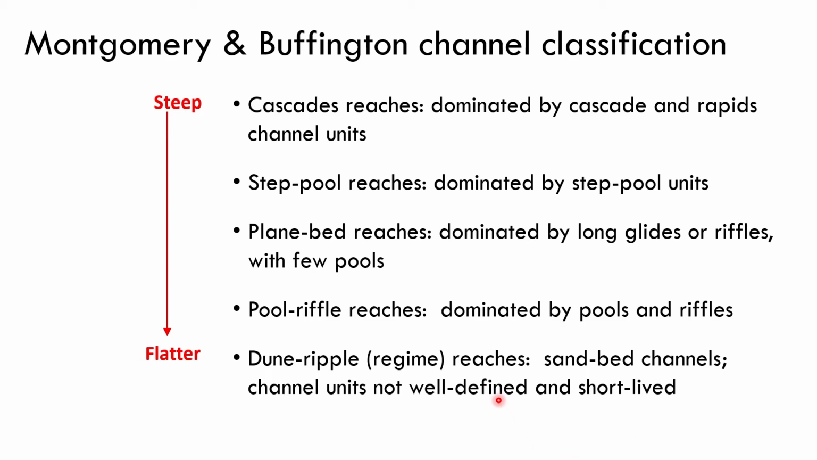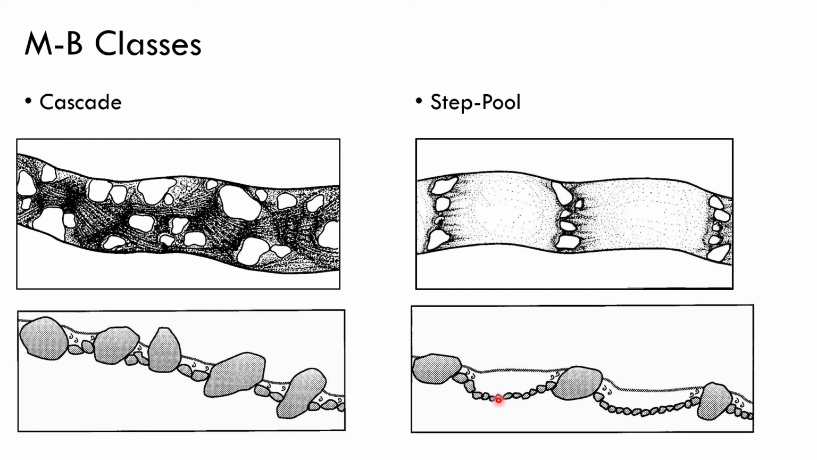And so in the literature that goes along with the Montgomery-Buffington classification system, they have a series of diagrams to help river assessment teams or river managers, a picture book way of describing the morphology of the stream. Each one of these classes has a top-down view and then a profile view from the side looking from upstream to downstream.